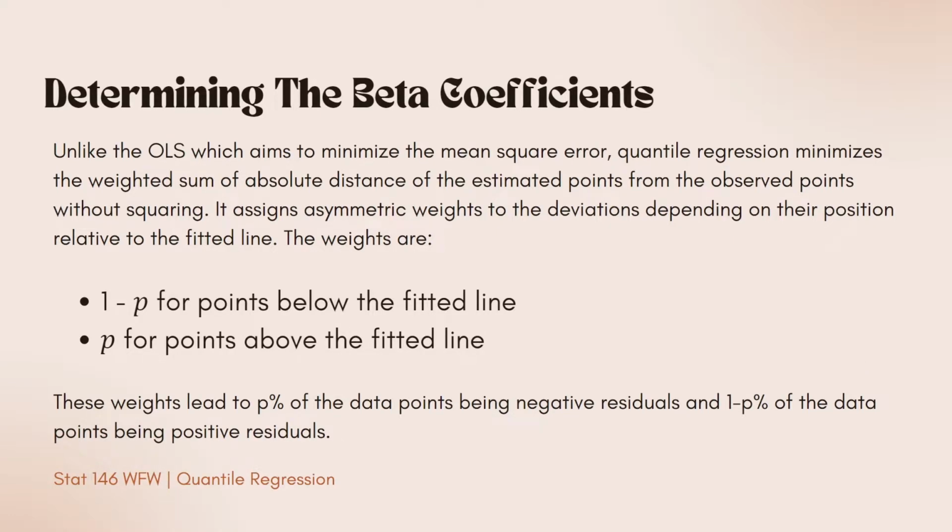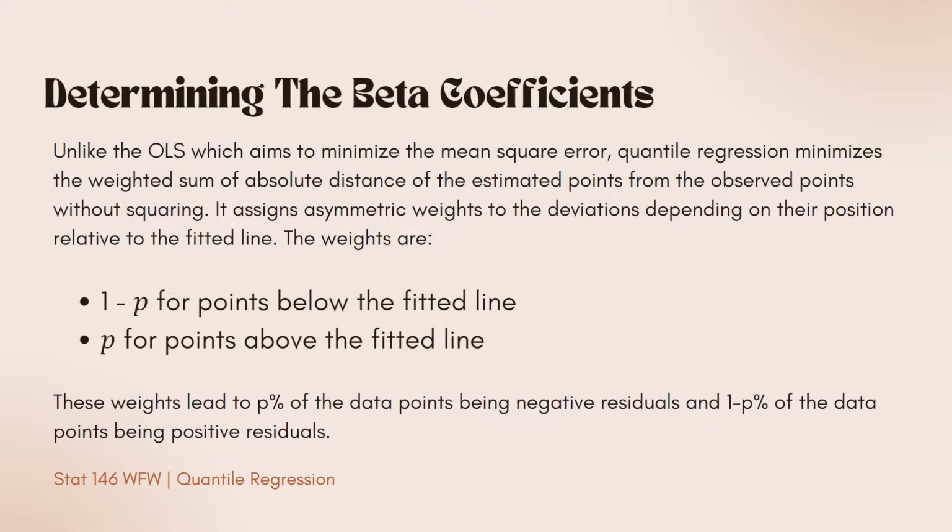Unlike the OLS, which aims to minimize the mean square error, quantile regression minimizes the weighted sum of absolute distance of the estimated points from the observed points without squaring. If you recall, in OLS, we take observed minus predicted, square it, and then minimize the sum, which is minimizing the SSR. In quantile regression, on the other hand, we just get the absolute value of the observed minus predicted, and then we minimize the sum of that.